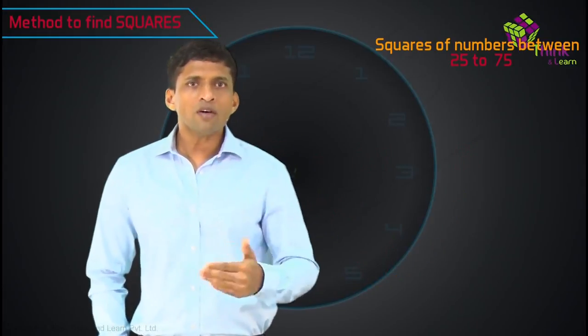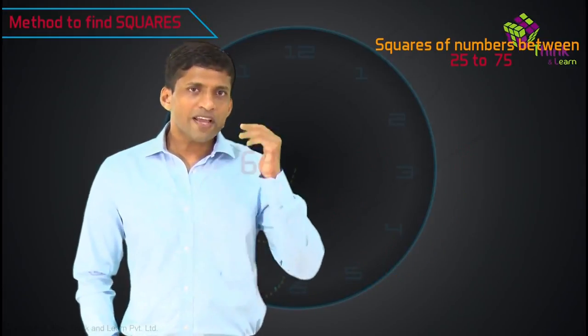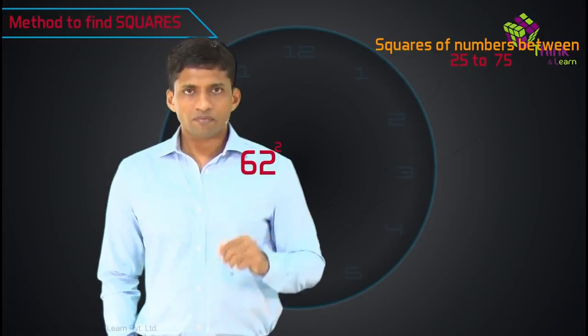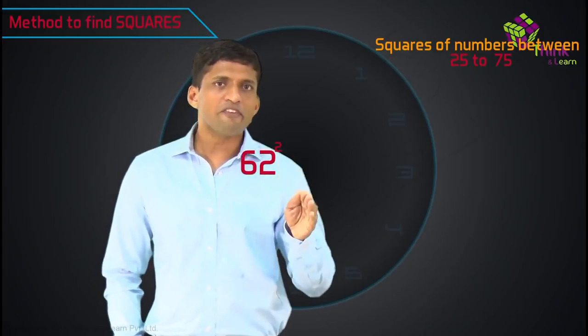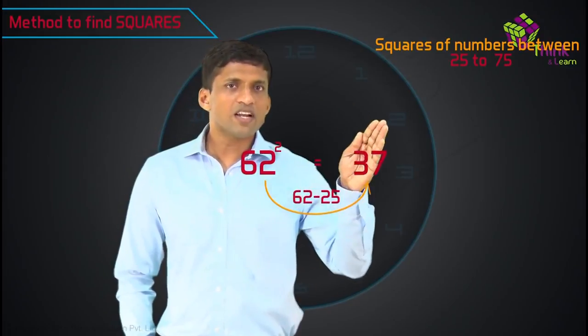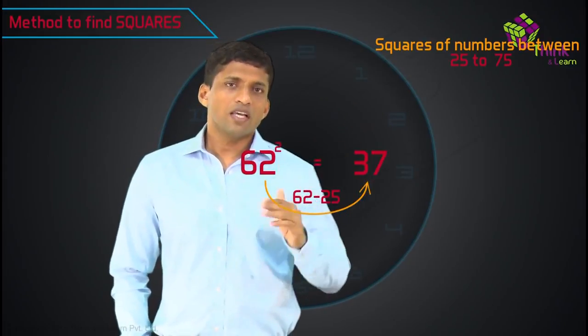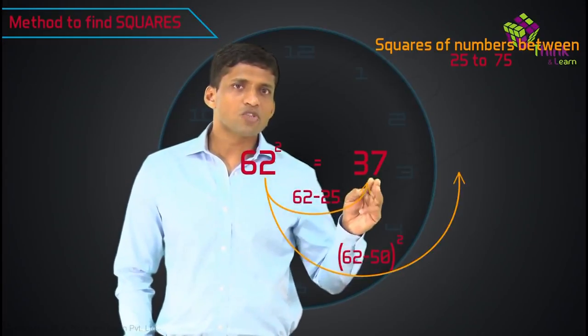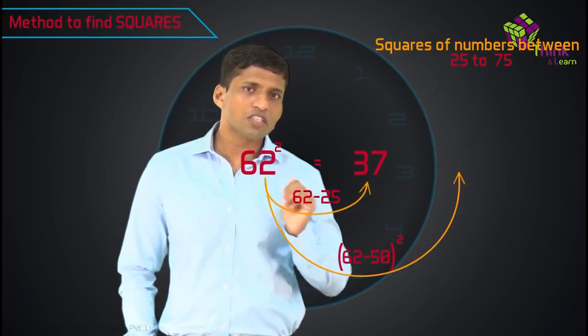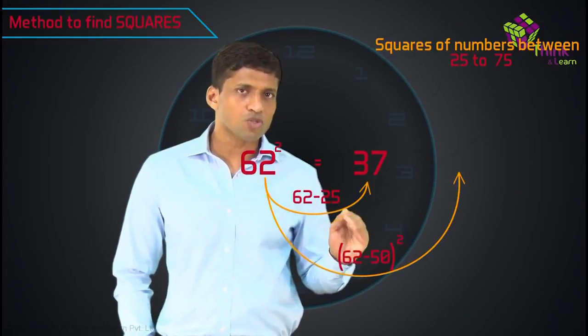Now, one more number, if you want to find 62 square, what we need to do? First step is 62 minus 25. So we'll get 37 as the first two digits. Second step is, take the difference from 50 and square of that. Now what is the difference from 50? 62 minus 50, as you can see here, is 12.